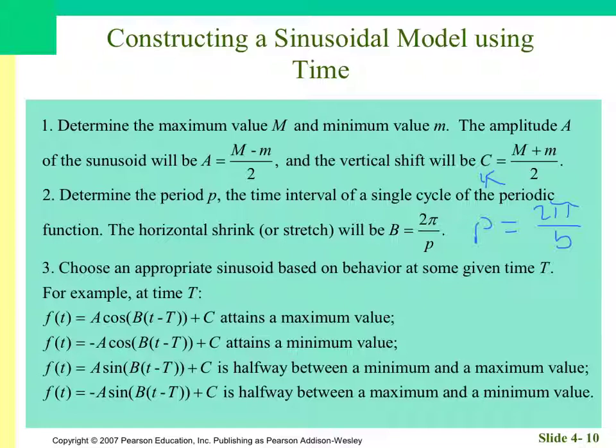So, the way to pick which one you're going to use, if possible: if it starts at a max or a min, you use cosine. If it starts at a 0, you use sine. Okay? So let's move on.